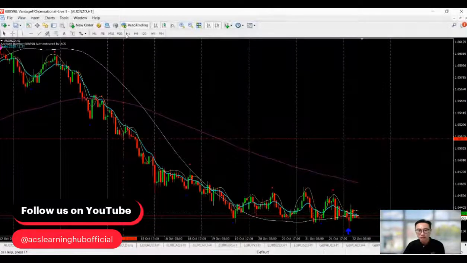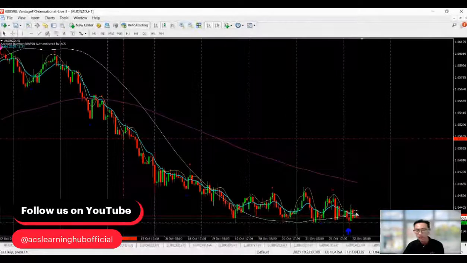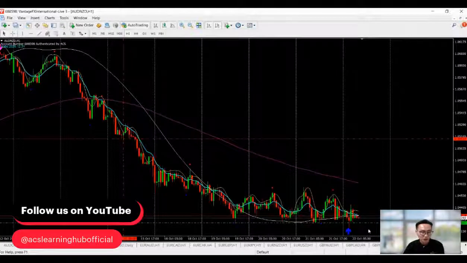Looking at this point here, it looks like there's a good chance to short Aussie Kiwi. But make sure it breaks the support level. The support level has been pushed down a little bit lower, so make sure it actually breaks the support level over here before we start trading on the Aussie Kiwi. Make sure there is a new resistance below the support level, then we short.